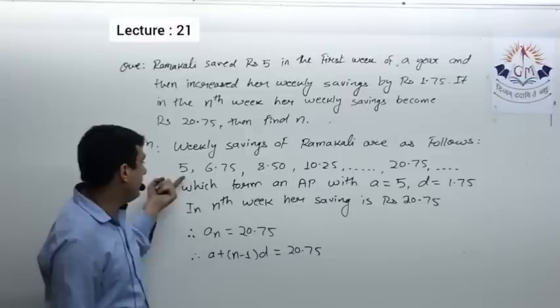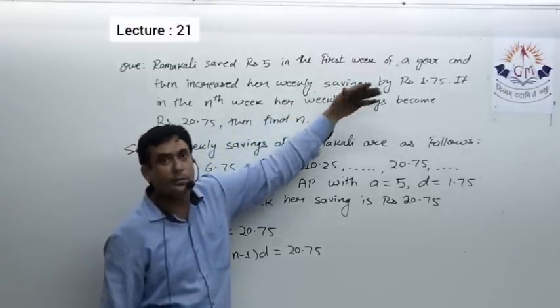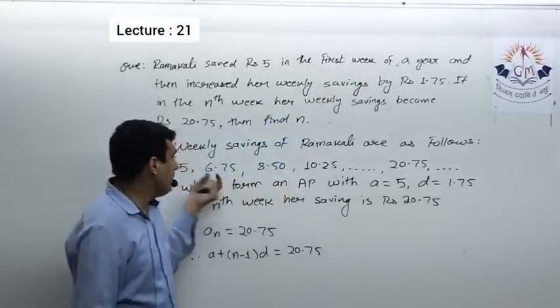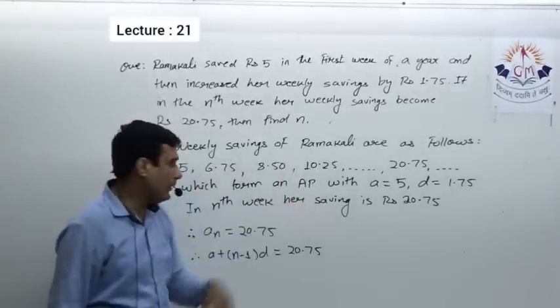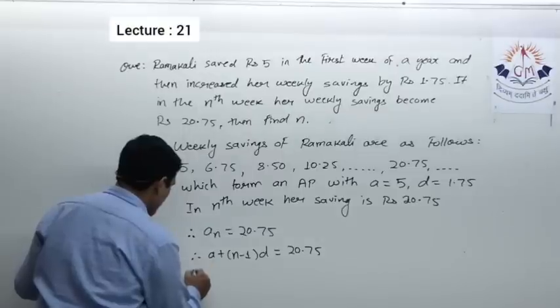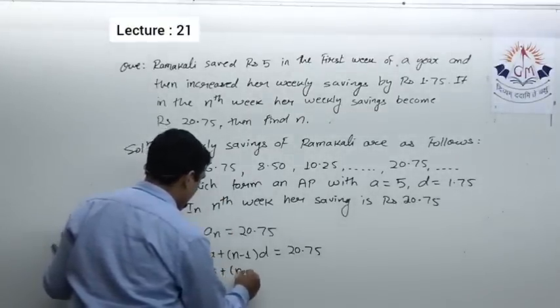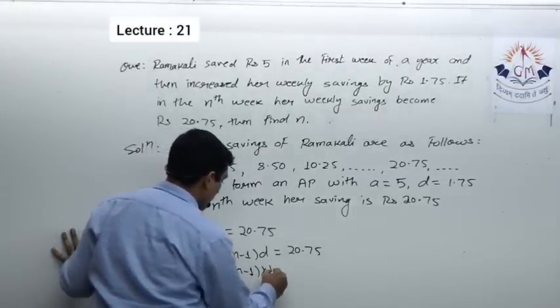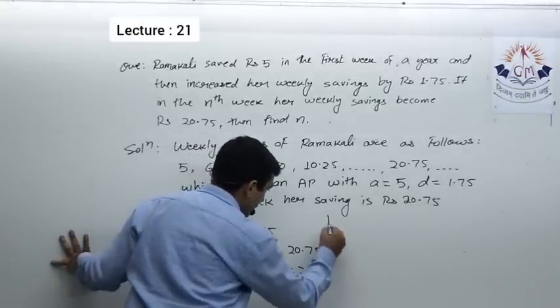So definitely it's an AP, because it is clearly given that her savings increased by 1.75. That means we have to simply add 1.75 in each term to get the next term. So now we'll solve it further. Here a is 5, so 5 plus n minus 1 into 1.75 is equal to 20.75.